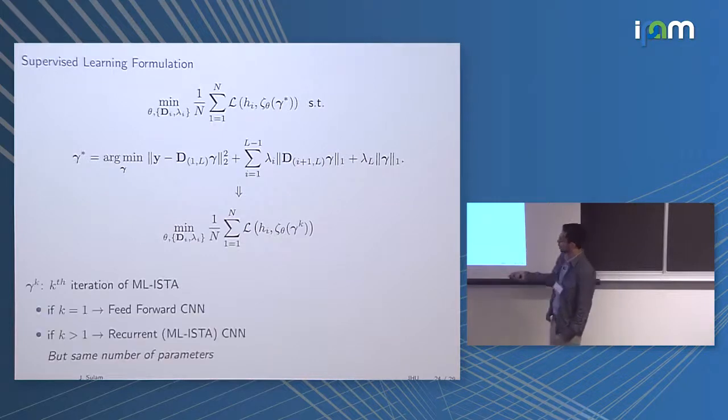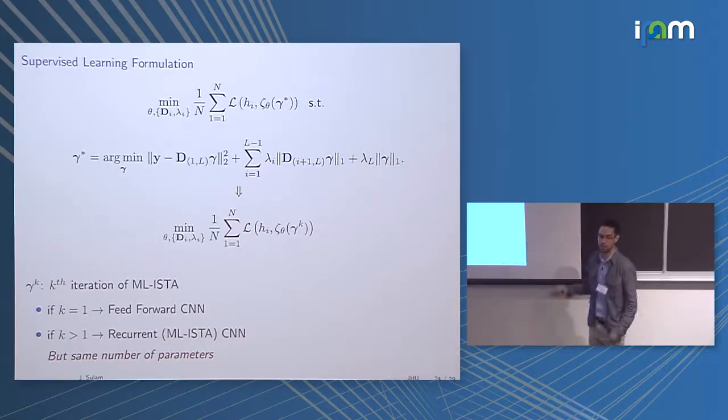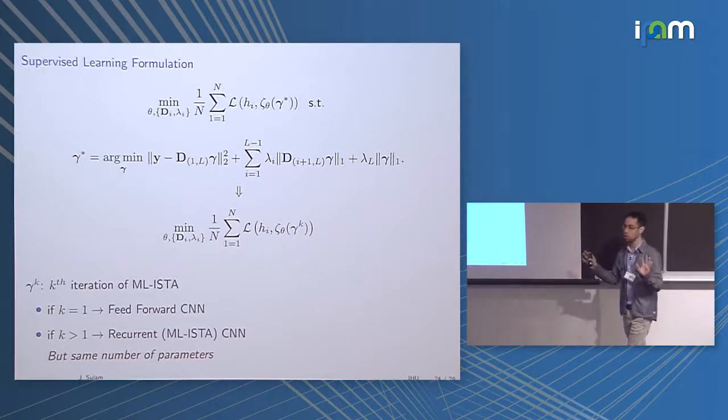And once again, if k is equal to 1 for the multi-layer ISTA, then this whole problem implements nothing else than a feed-forward neural network that computes representations, applies a final classifier, computes the loss, and backpropagates the loss. If k is greater than 1, we have a more sophisticated recurrent network that still has exactly the same number of parameters, because the parameters here are the dictionaries and the biases, and they all remain the same no matter how many iterations you perform.